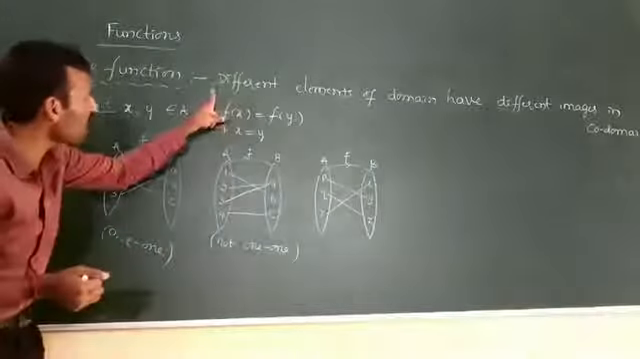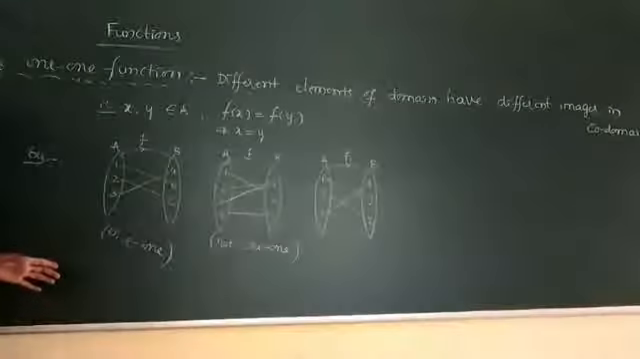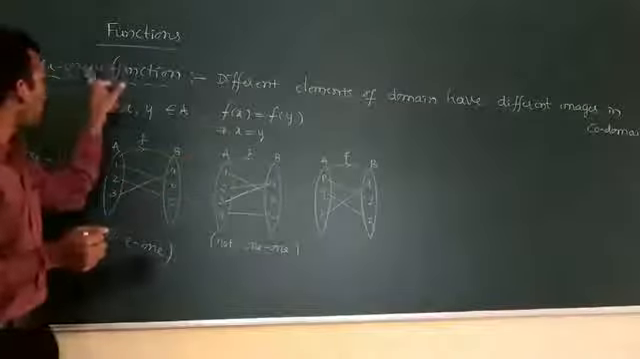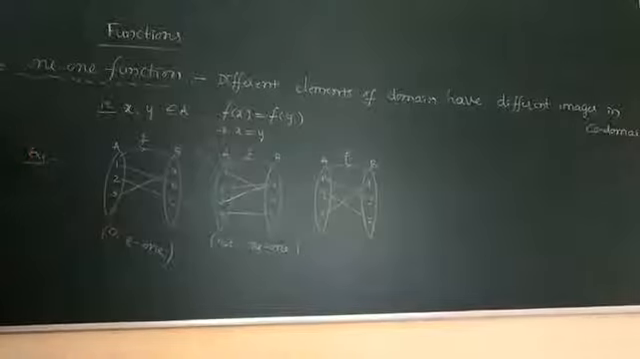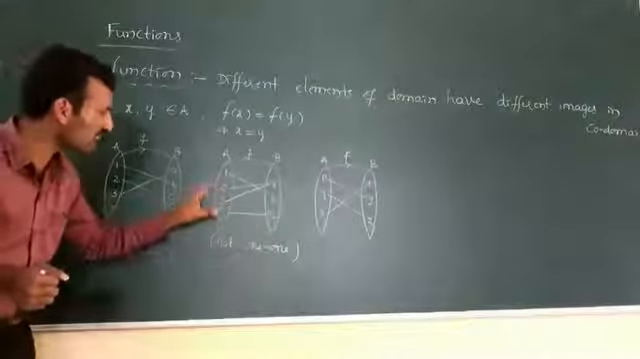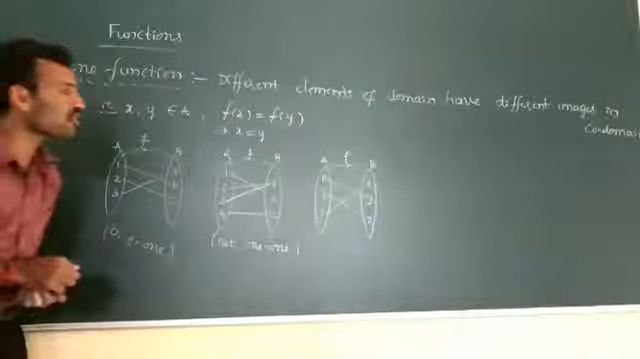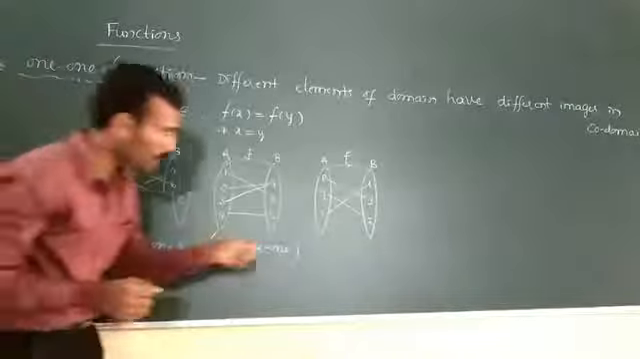A one-one function tells that different elements of the domain have different images. As the name indicates, a one-one function gives one-to-one images. That type of function is called a one-one function. That's why this example number 2 is not a one-one function. Next, we pass on to the third example.